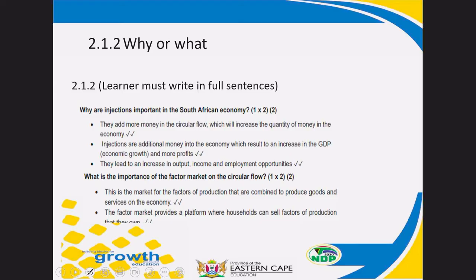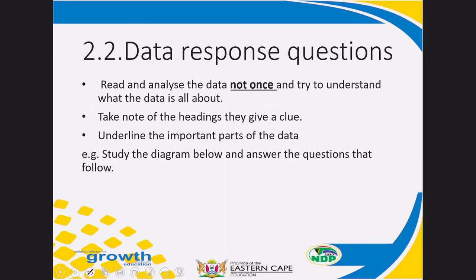The second question may be, what is the importance of the factor market in the circular flow? You've got to come with the importance: why is the factor market important in the circular flow? This is the kind of question. You can see that as you go deeper in section B, the questions demand more of your understanding. Now there's also question 2.2. In your 2.2, you are faced with what we call data response questions, where you will be given something to refer to.